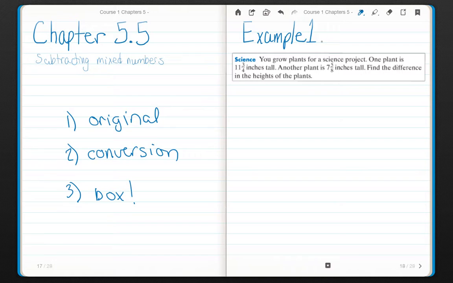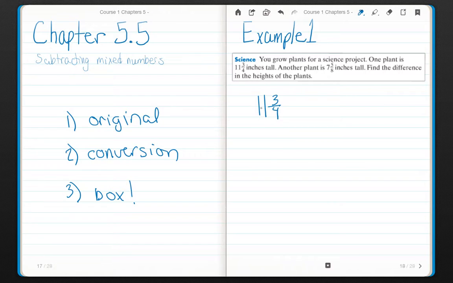You grow plants for a science project. One plant is 11 3/4 inches tall. Another plant is 7 5/8 inches tall. Find the difference in the heights of the plants. So I have 11 3/4. Notice that my 11 is very big and my 3/4 is legible. It's okay to write big. It's better to write big and be able to read it than squish it all together in one little line and make mistakes because you can't read your own writing.